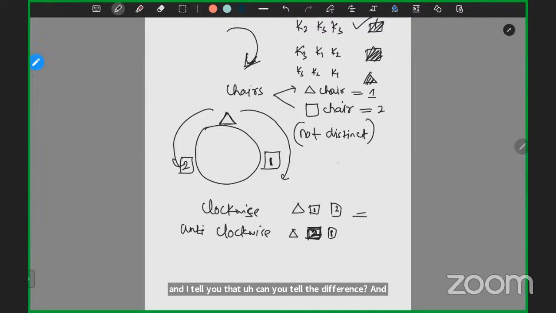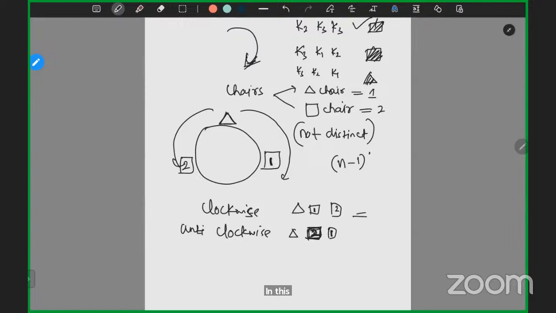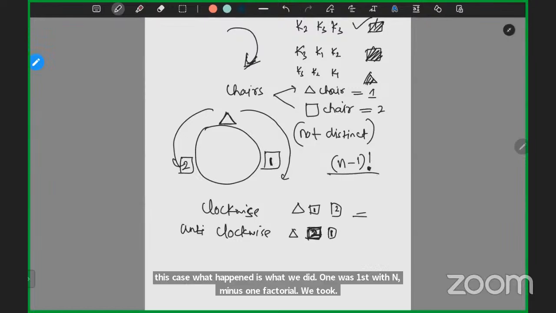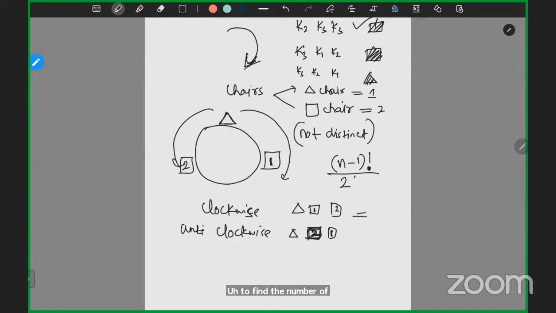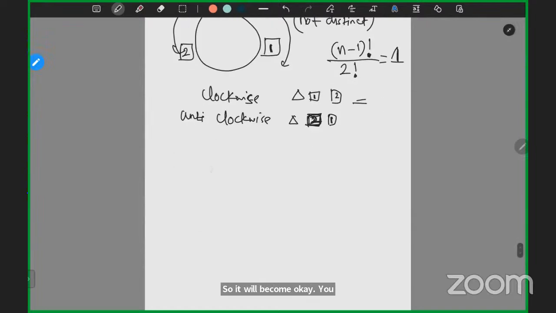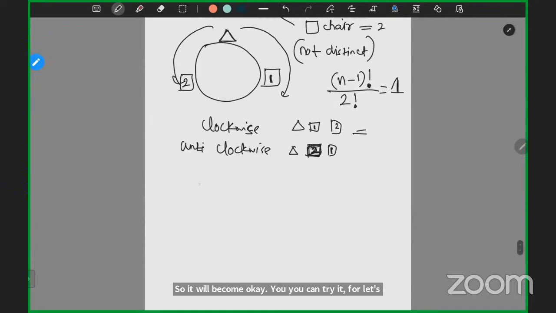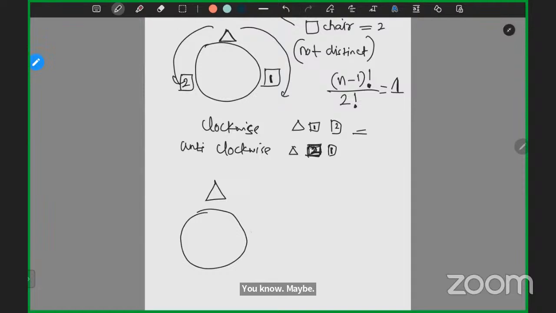So in this case, what we did was first take n minus 1 factorial to find the number of ways, and then since we had the same in both ways, we divided by 2 factorial. So it will become 1 only. Okay, you can try with 4. Let's say I have 4 items, maybe a triangle is there. Okay, so let's see how many we can get.